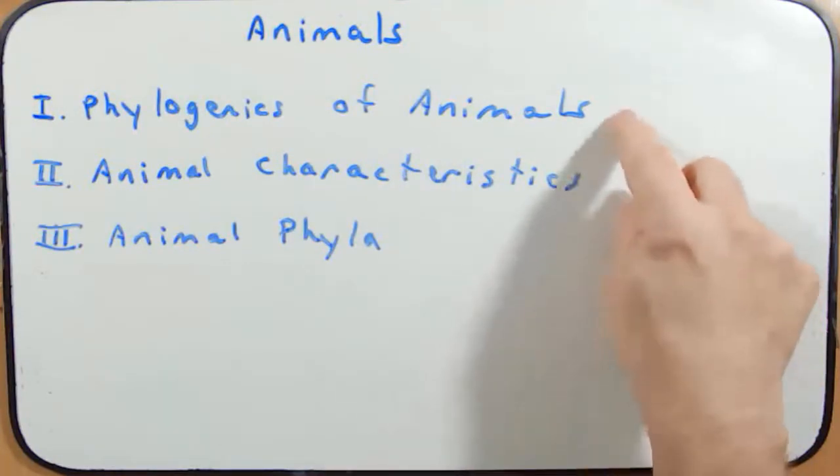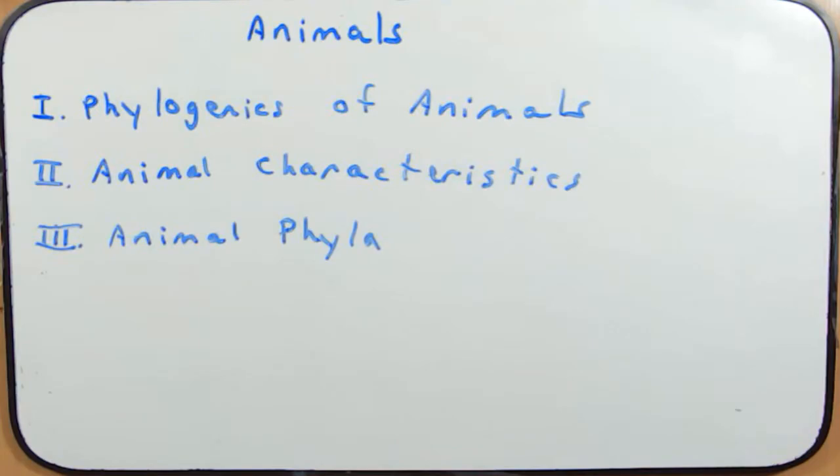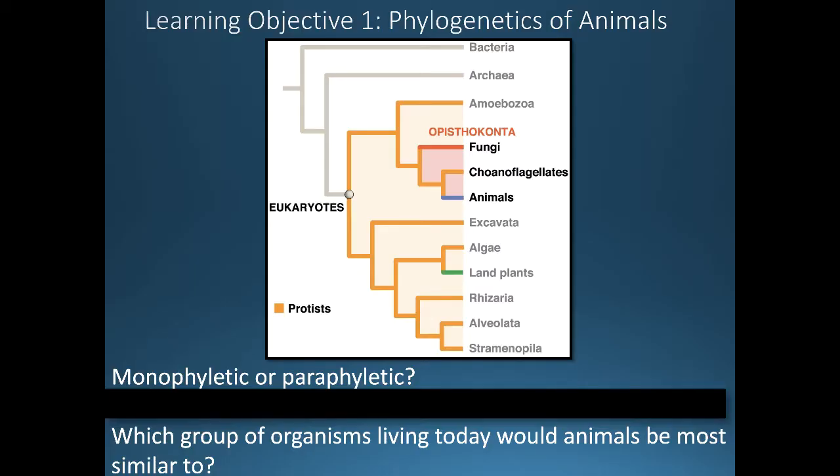Let's go ahead and begin by talking about the phylogenies of animals. Alright, so if we look at this phylogenetic tree here, let me remind you of a few things. The first, remember that one of the eukaryotic groups that we talked about earlier in the semester were the epistocants, right here. And this group includes the fungi, the animals, as well as this protist called the choanoflagellates. So these are all related because they share a common ancestor right here.